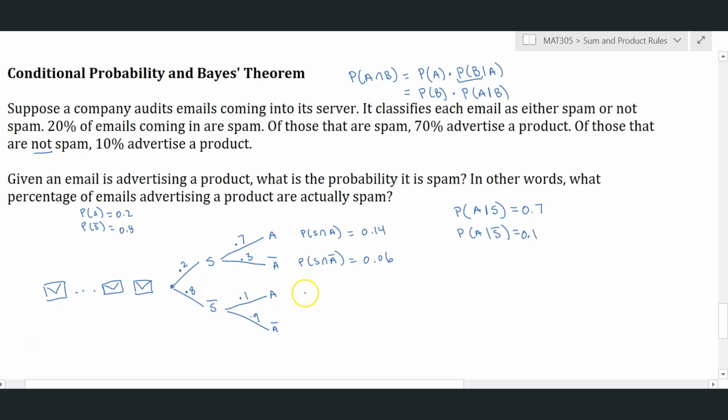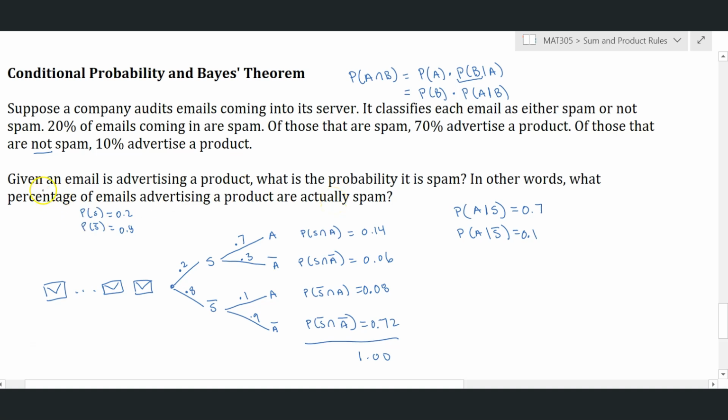And now here the percentage of emails that aren't spam and advertise something would be 0.8 of 0.1, which would be 0.08. And then 90% of those would be non-spam and non-advertising, which would be the other 0.72. Okay, and so notice once again that we've classified all of our emails as one of these four categories.